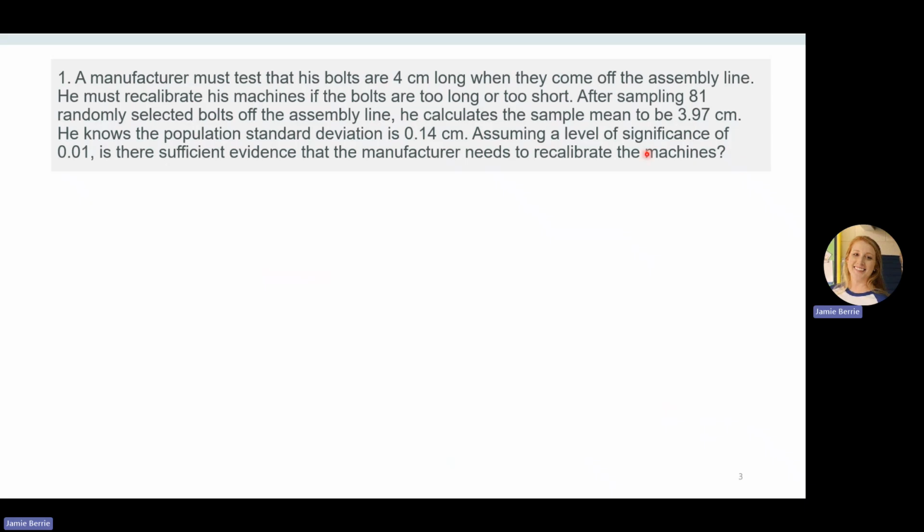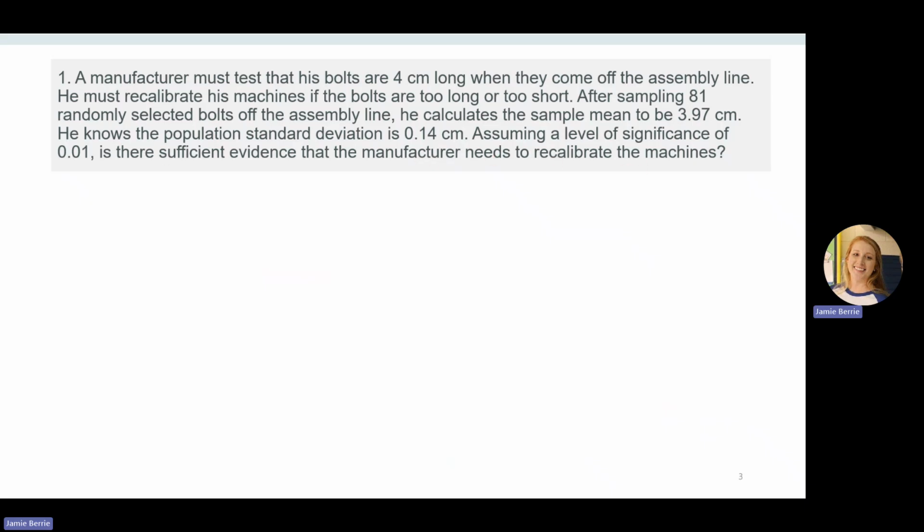Here's our first test. A manufacturer must test that his bolts are 4 centimeters long when they come off the assembly line. He must recalibrate his machines if the bolts are too long or too short. After sampling 81 randomly selected bolts off the assembly line, he calculates the sample mean to be 3.97 centimeters. He knows that the population standard deviation is 0.14 centimeters. Assuming a level of significance of 0.01, is there sufficient evidence that the manufacturer needs to recalibrate the machines?